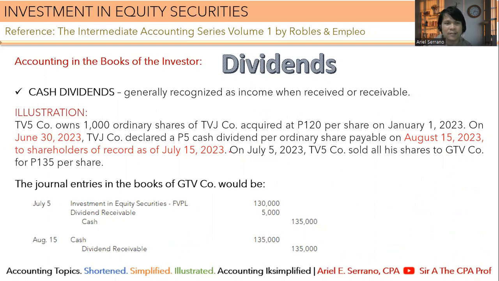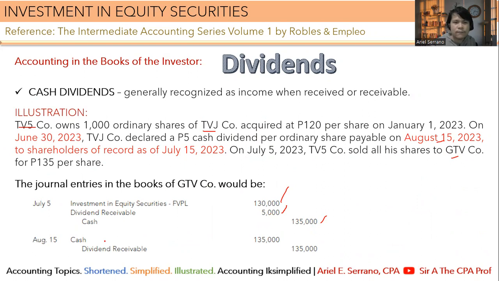O next, sa libro naman po ni GTV na nakatanggap po nung binili niyang shares coming from TV5, magde-debit siya ngayon ng investment in equity securities, pero yung ex-dividend. Kasi yung 5,000 dyan represents a dividend receivable. Kasi on August 15, pag nag-distribute na ng share si TVJ, hindi na si TV5 yung makakatanggap, kung hindi, si GTV na. Nakukuha ba? And they credit 135,000 pesos.